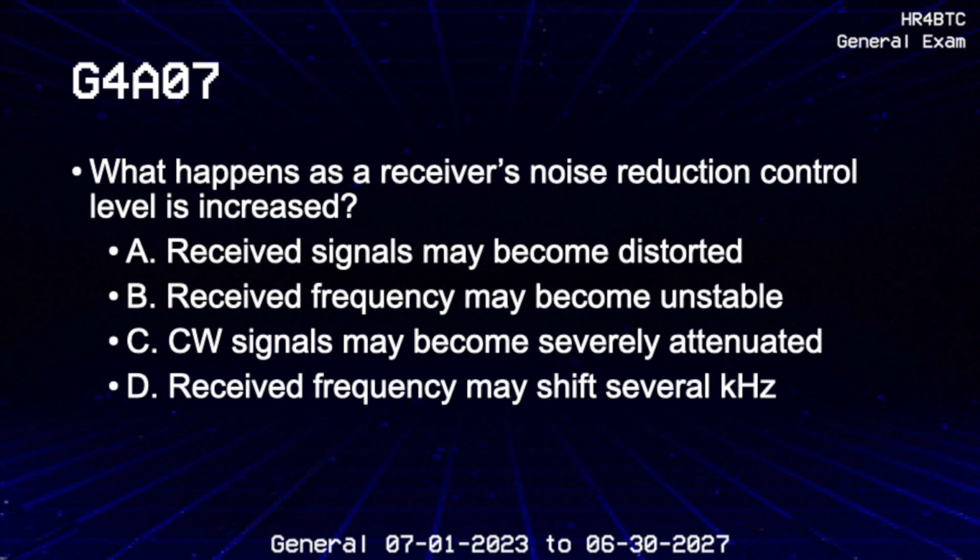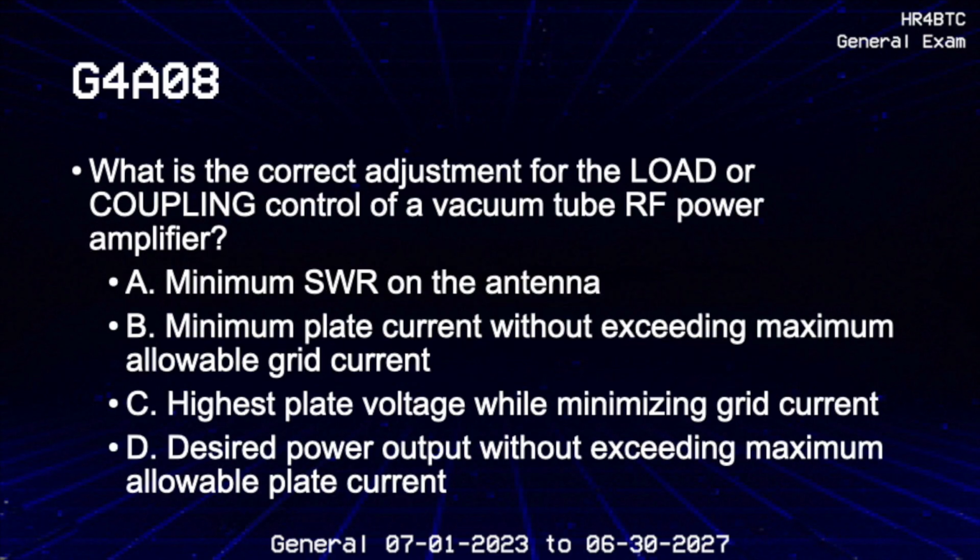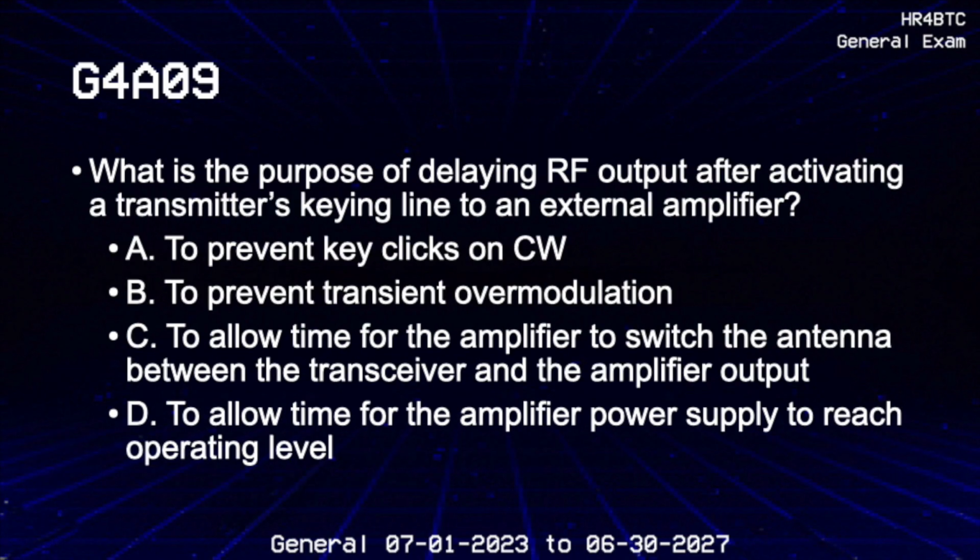What happens as a receiver's noise reduction control level is increased? Received signals may become distorted. What is the correct adjustment for the load or coupling control of a vacuum tube RF power amplifier? Desired power output without exceeding maximum allowable plate current. What is the purpose of delaying RF output after activating a transmitter's keying line to an external amplifier? To allow time for the amplifier to switch the antenna between the transceiver and the amplifier output.